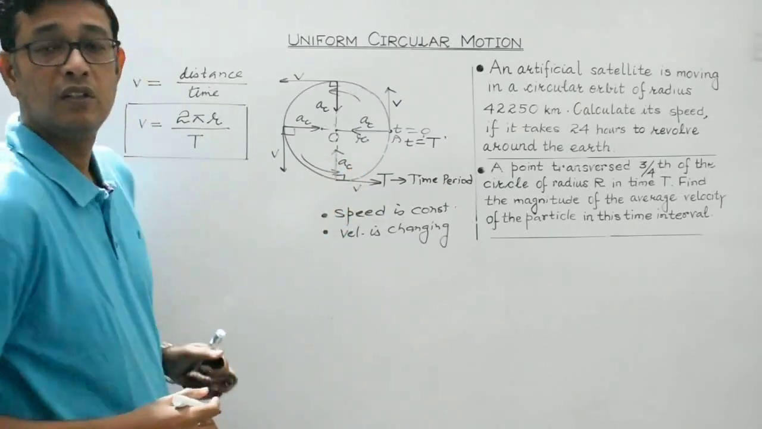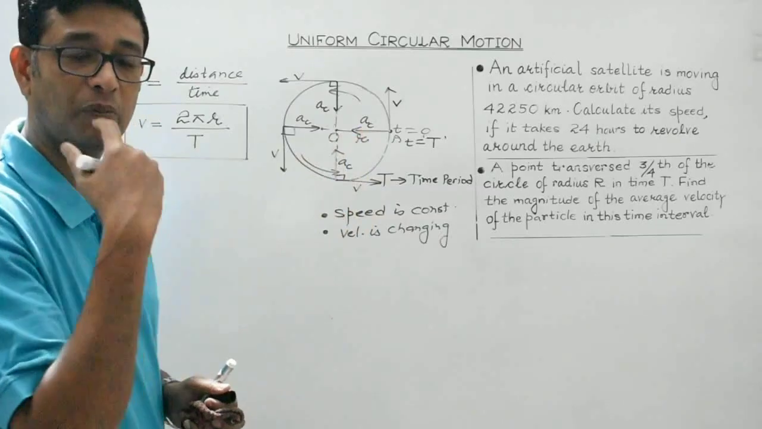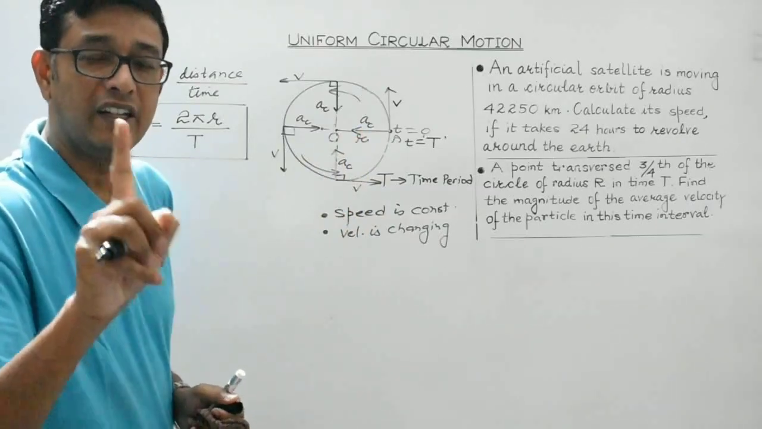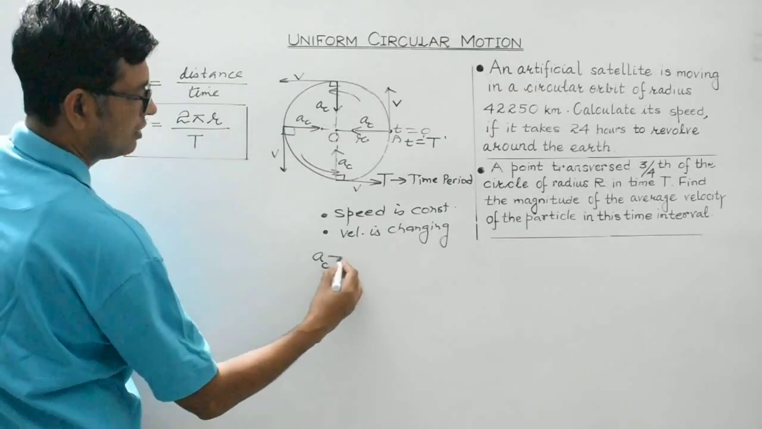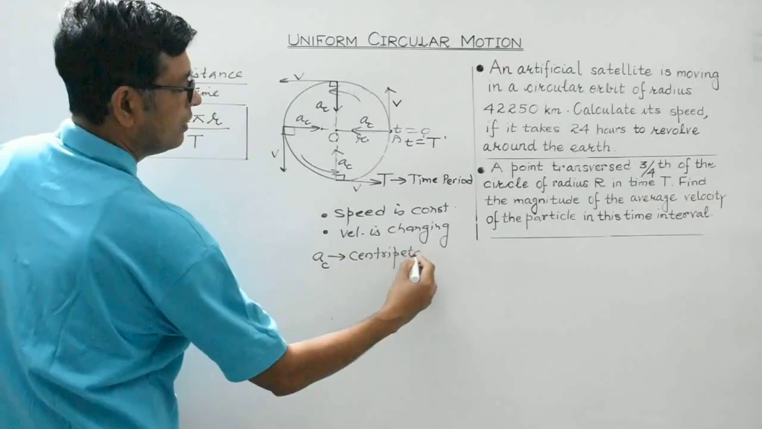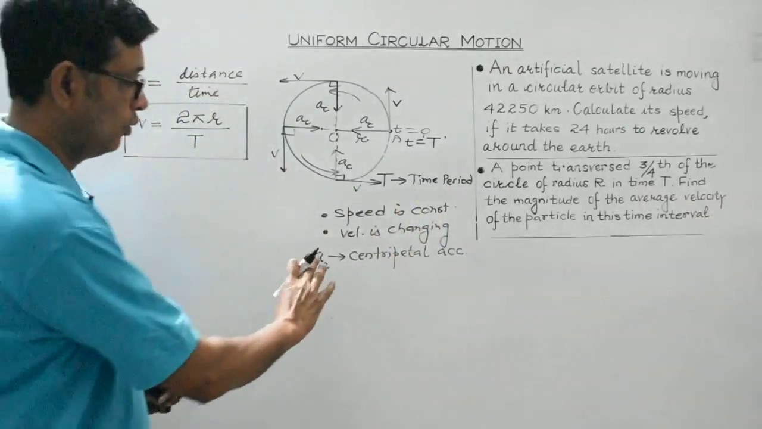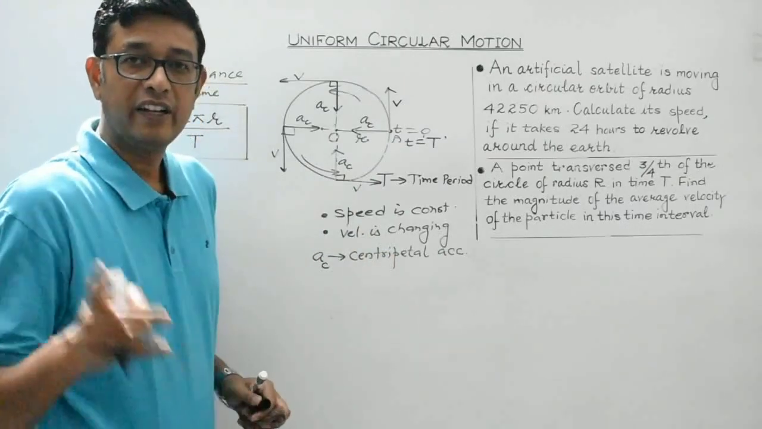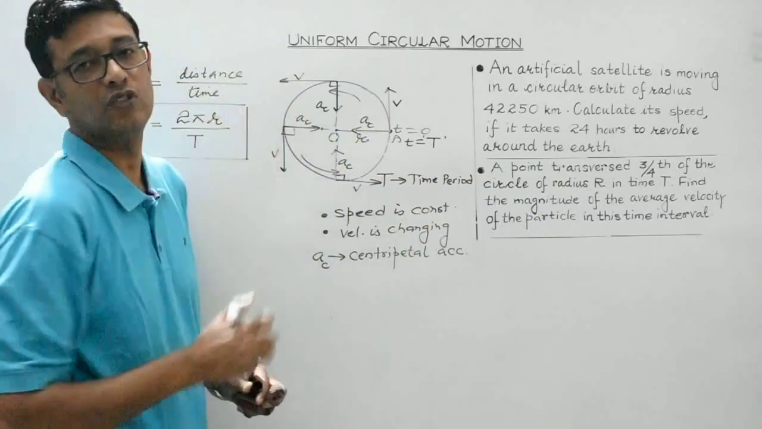So student, what type of acceleration does the body possess while moving along a circular path with constant speed? It is the centripetal acceleration. AC stands for centripetal acceleration. Right? What is its direction? It is always directed along the radius towards the center of the circular path.